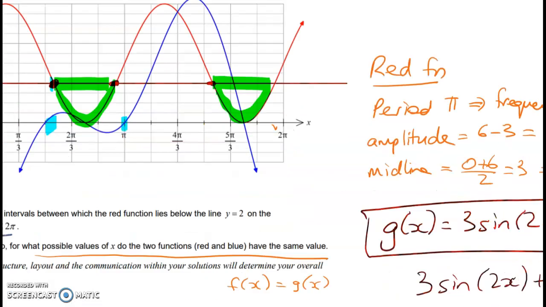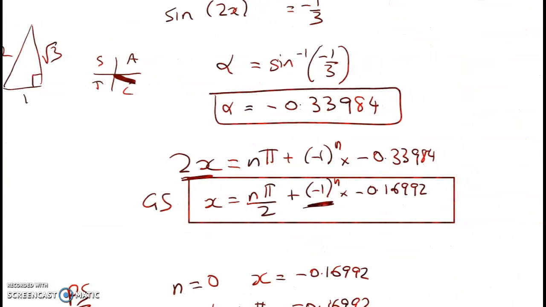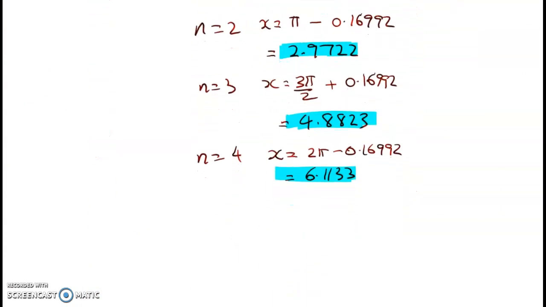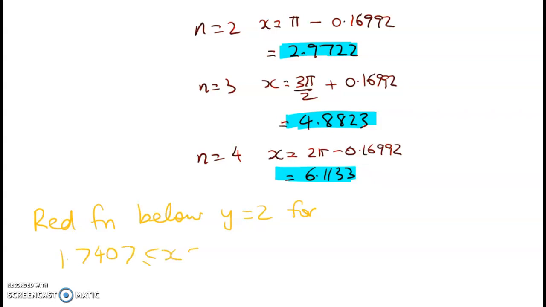Okay, so my final answer is going to be a sentence saying something like: red function below y equals 2 for which values? Well, we've got x between 1.7407 and, that's probably a strict inequality actually, there we are, 2.9722, and also for 4.8823.